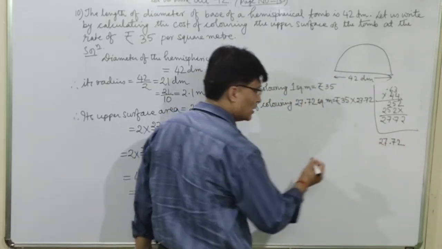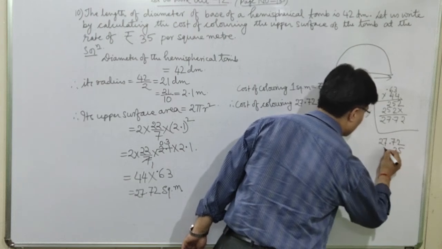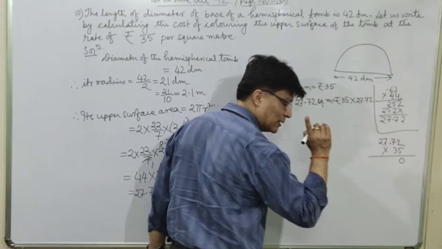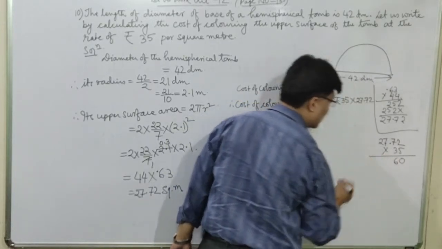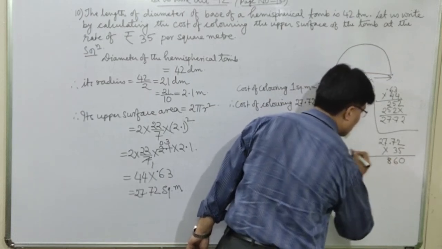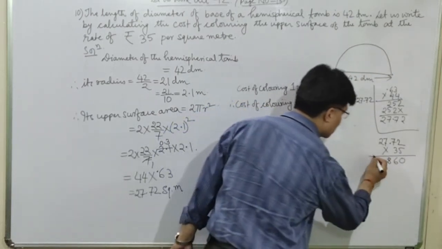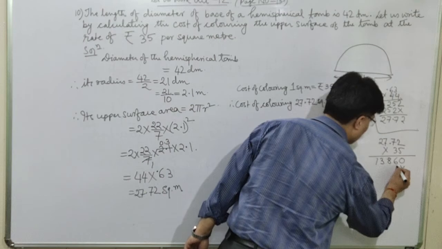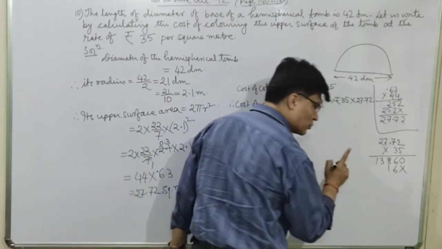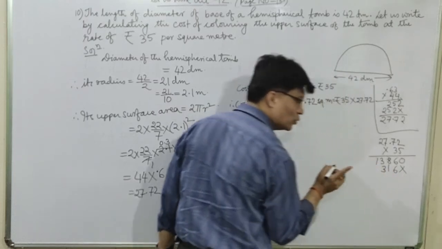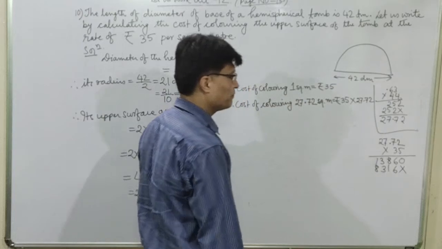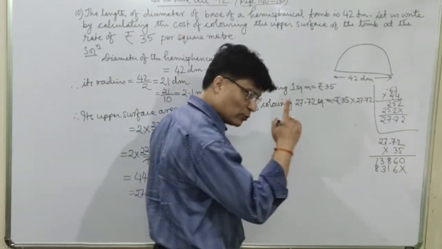27.72, this is the rough work, into 35, right? So let us multiply them. 5 2s are 10, 0, 1. 7 5s are 35 plus 1 is 36. 7 5s are 35 plus 3 is 38. 5 2s are 10 plus 3 is 13. 3 2s are 6. 3 7s are 21. 3 7s are 21 plus 2 is 23. 3 2s are 6, 6 plus 2 is 8. Right? So let us check it once again.